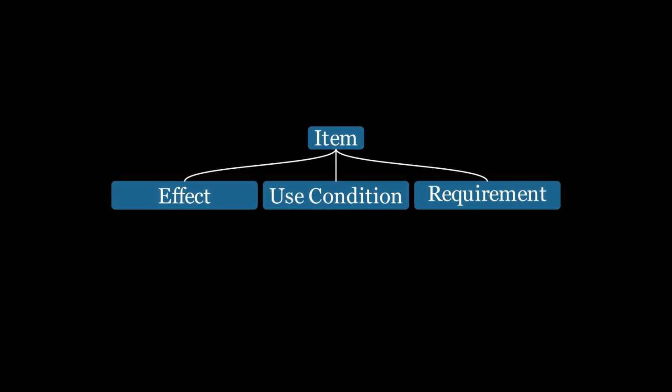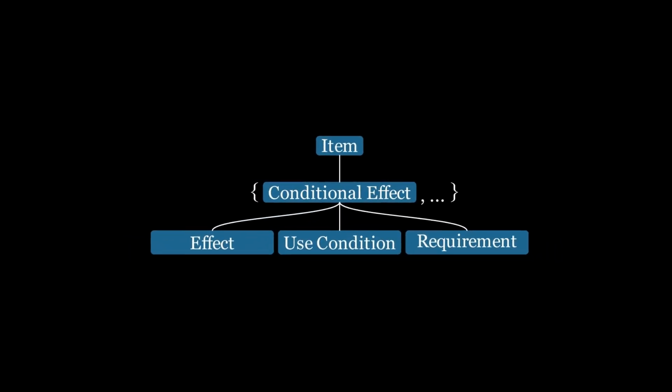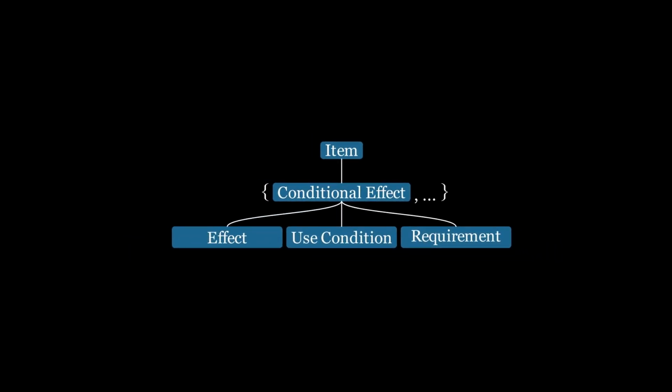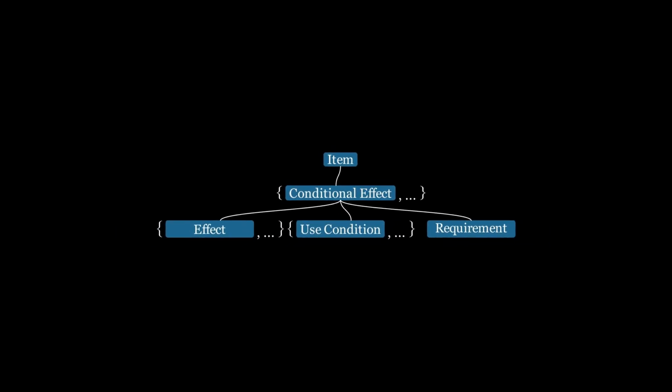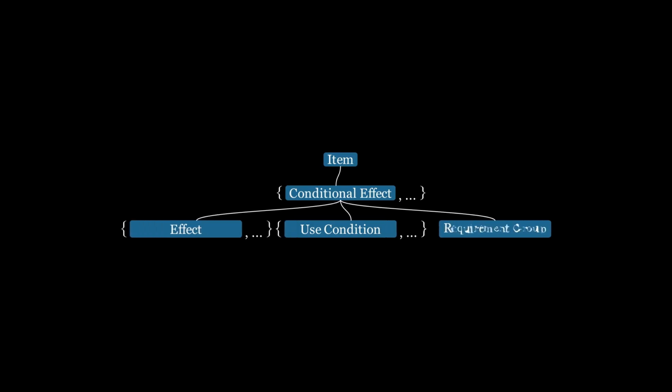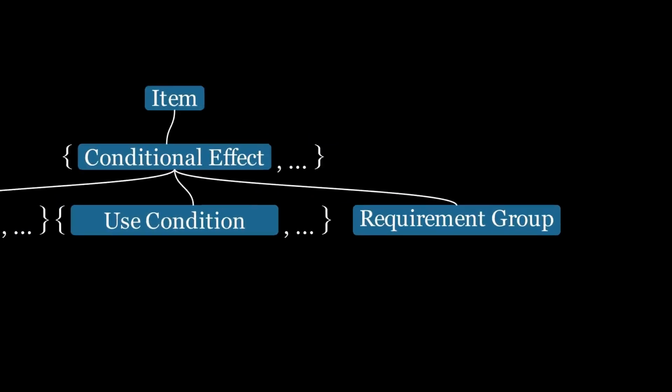I took the effect, use condition, and requirement from the item and put them into a thing I call a conditional effect. I then made it so that items can have any number of these conditional effects. I also made it so that a conditional effect can have any number of effects, any number of use conditions, and I replaced the requirement with something I call a requirement group. Why didn't you just do the same thing with the requirements that you did with the effects and use conditions, I hear you asking. Well, allow me to explain, dear viewer.